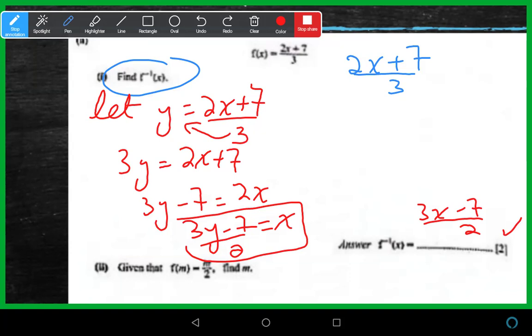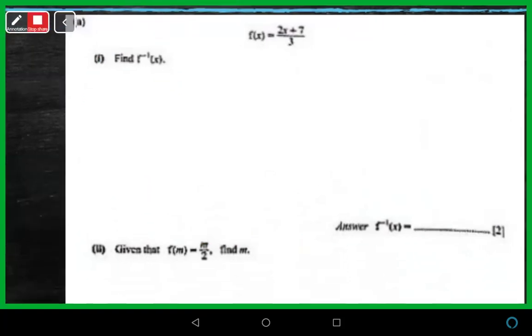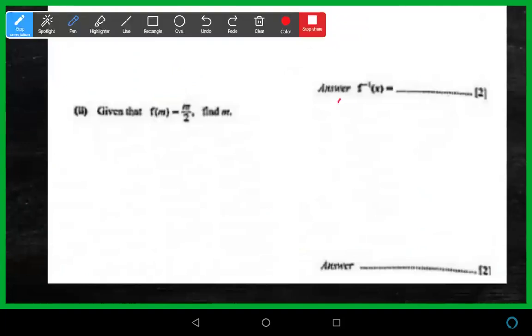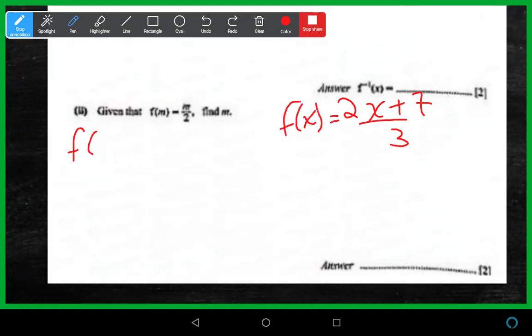Now we have part 2 as well. The equation will remain the same, (2x plus 7) divided by 3. How can we solve part 2? This is the equation we have in this question. Part 2 is f(m) is equal to m upon 2. So you can see clearly that the input is m in the function.